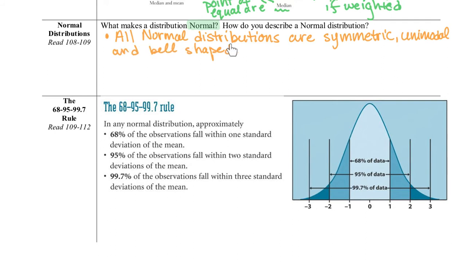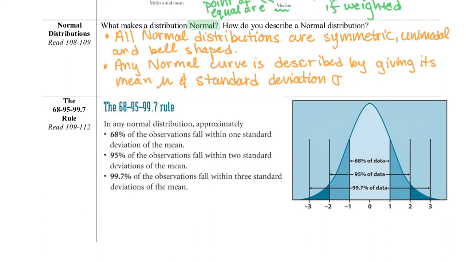So all normal distributions are symmetric, unimodal, and bell-shaped. So we can see an example right here. All right, it's shaped like a bell. It's unimodal, one peak only, and it's extremely symmetric.